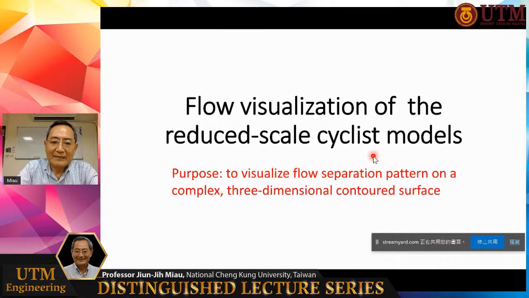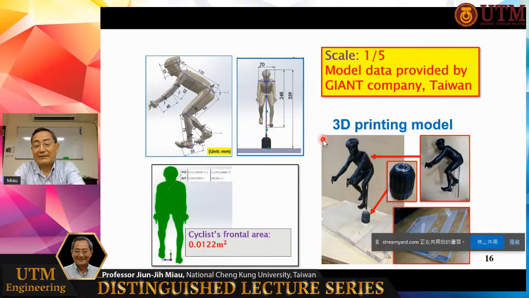If you go to this cyclist model, the first one we use is flow visualization, to see this three-dimensional flow on this three-dimensional contour surface. We have this model provided by Giant. All these models are digital models. We need this digital information of the contour surface to make them by 3D printing. So we can get all these dimensions, and I'd like to mention this is a 1/5 scale model.